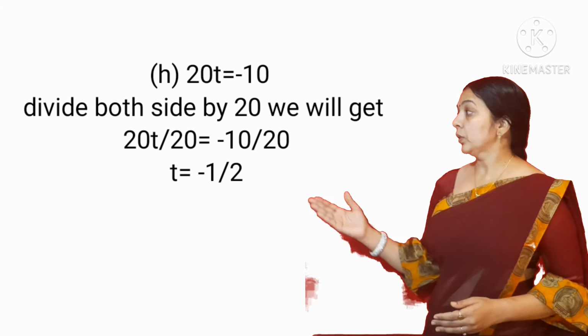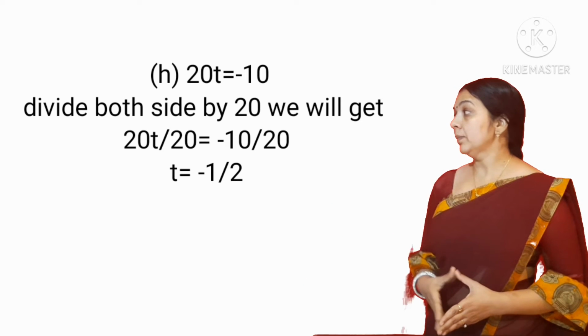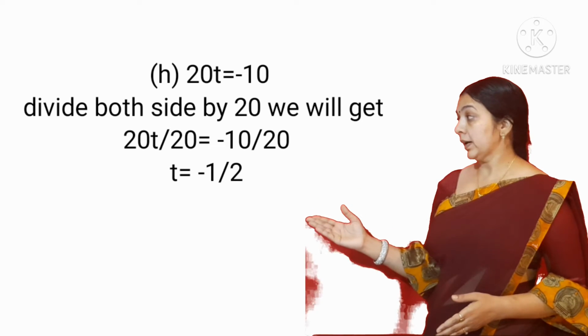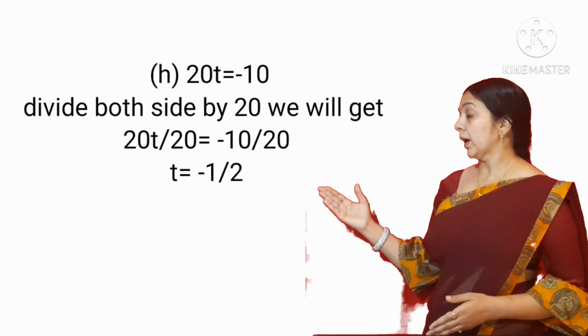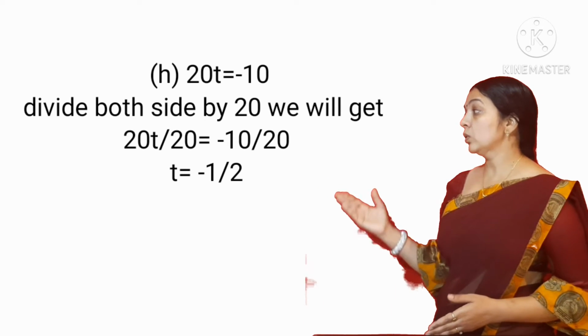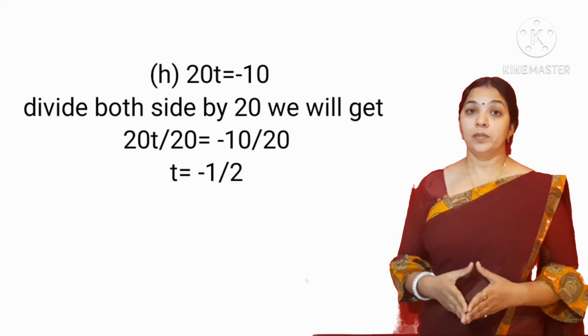20 into t is equal to minus 10. So we will divide by 20 on both hand sides. So 20 will be cancelled out by 20 on the left hand side, and minus 10 upon 20 is equal to minus 1 upon 2. So t is equal to minus 1 upon 2 will be the answer for this equation.